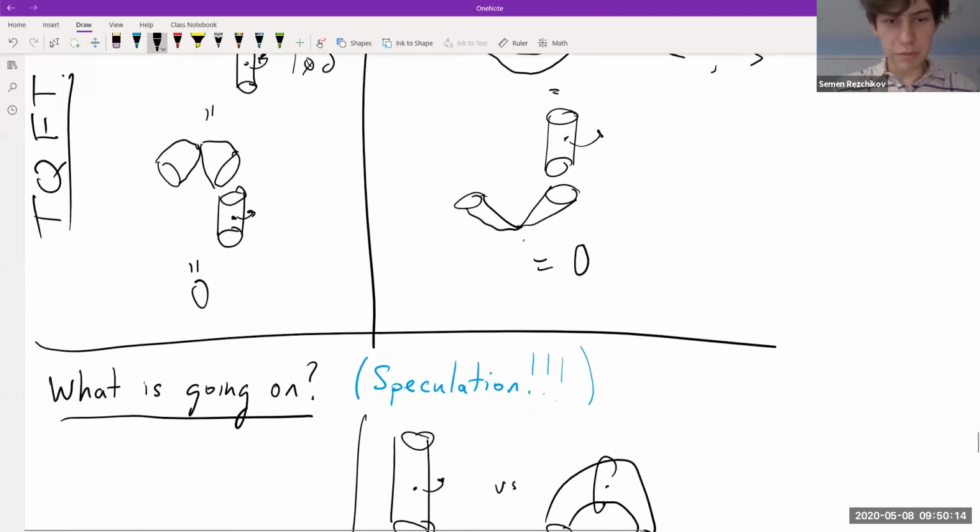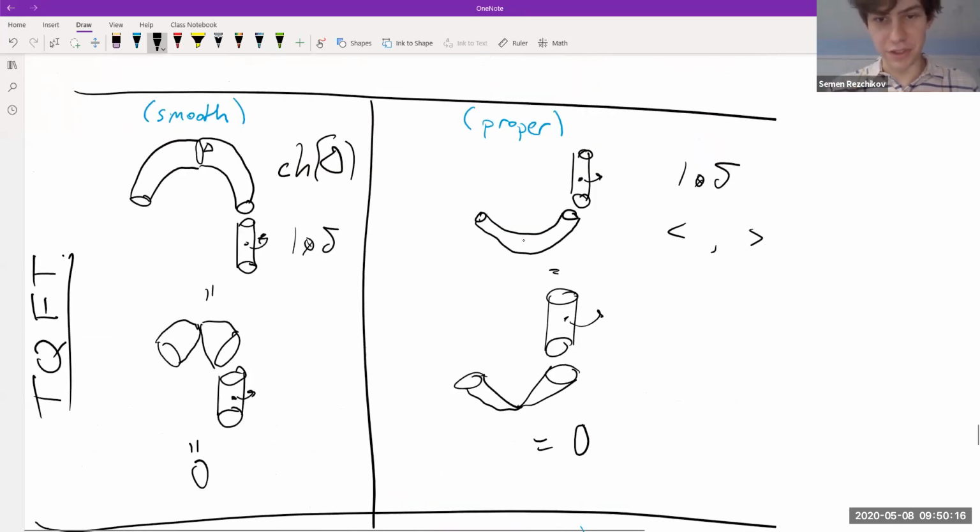So let me briefly speculate about how to think about what's going on. I think this is very nice. These two conjectures look kind of complicated, but they have very simple TQFT interpretations in the end, and you can think of them as admitting geometrically dual proofs.